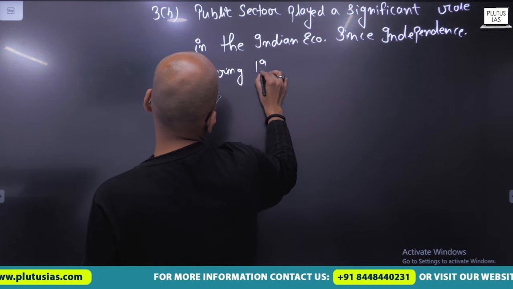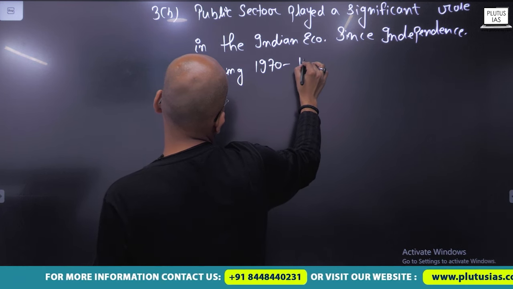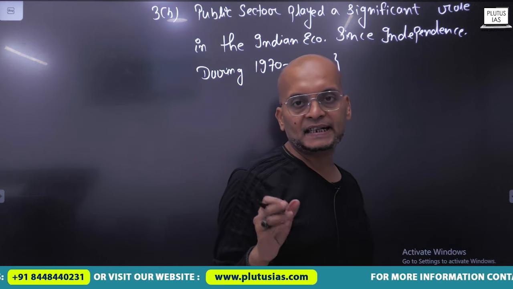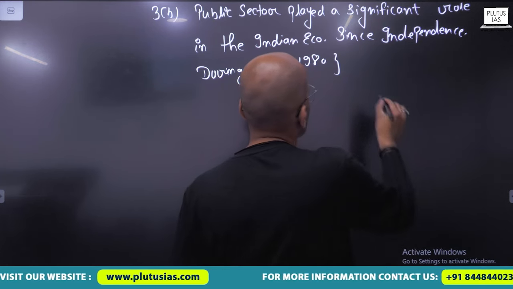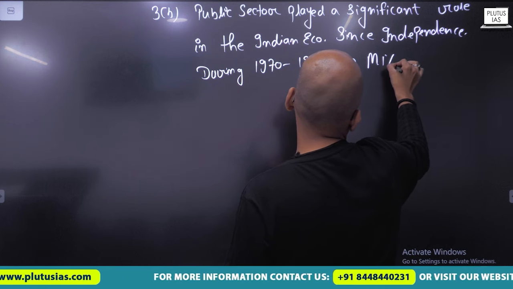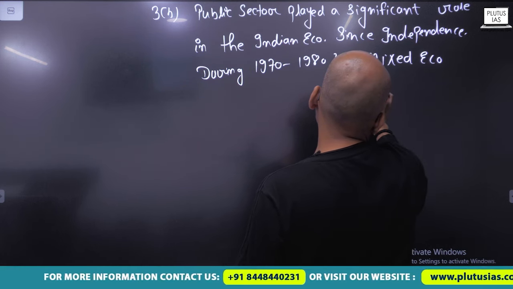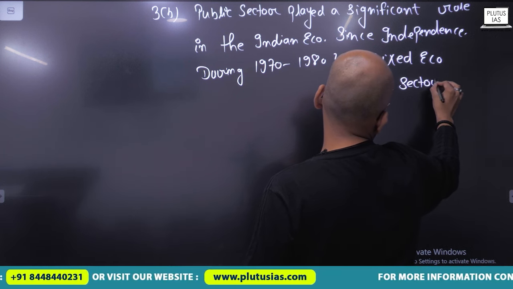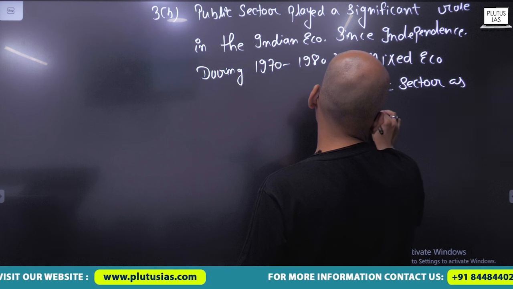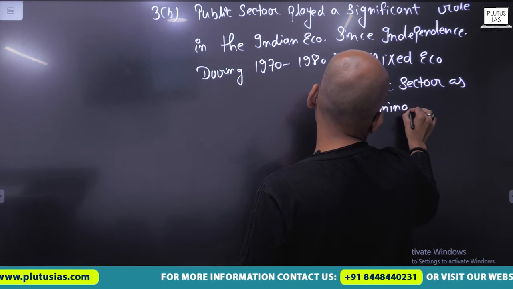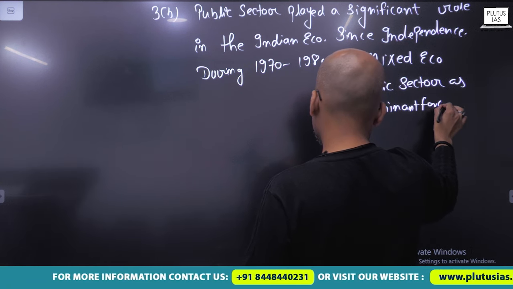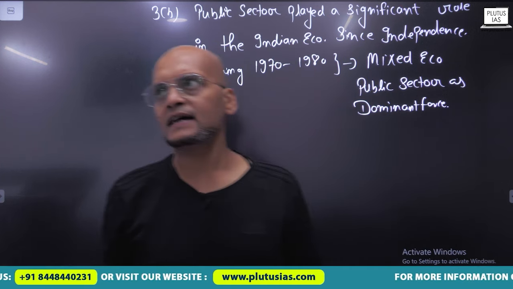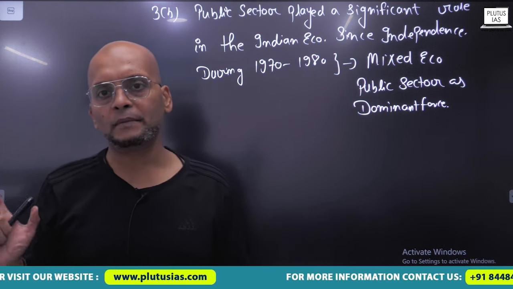During the 1970s and 80s, India had a mixed economy with the public sector being a dominant force. So India had a mixed economy, and the public sector was dominating here. Both the sectors coexisted, but again, the public sector was the dominant sector.